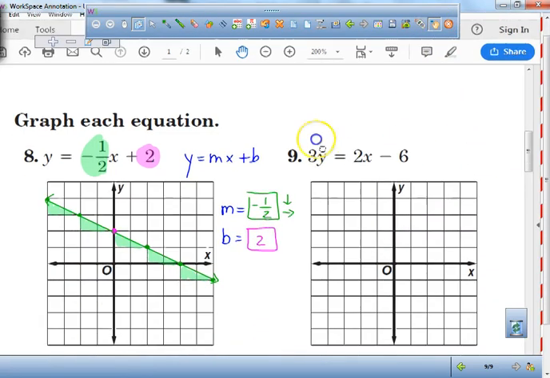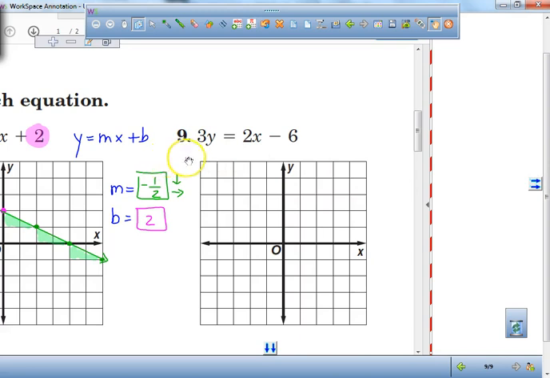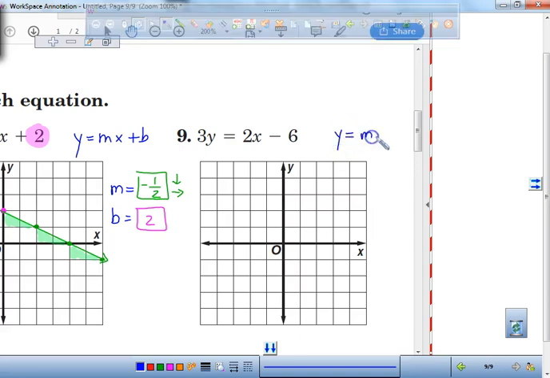I'm going to move over here to the right, for those of you who are trying to get caught up. Okay. Is this number 9? Is that in slope-intercept form? No, it's not. Because slope-intercept form is just what? It's y equals. What does that say? 3y. It doesn't say y equals. Now, what does 3y actually mean?